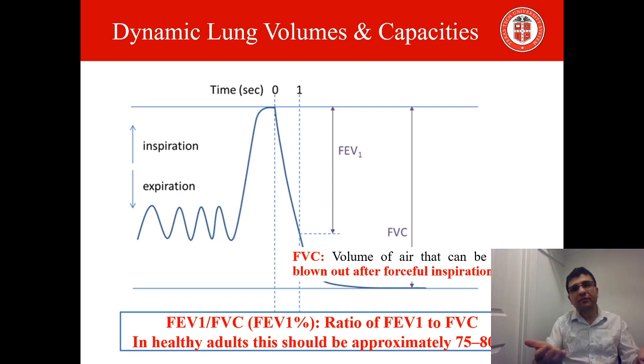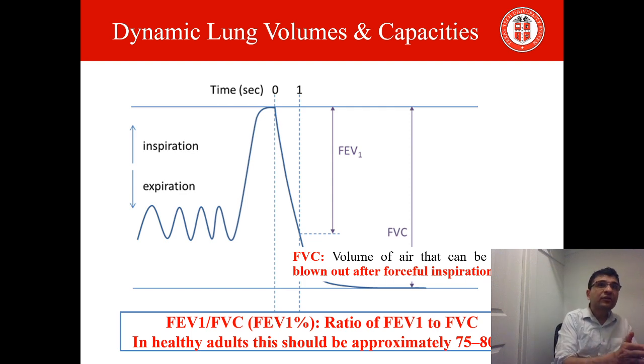Of course, different books have different ranges. Your manual says 75 to 80, some books say more than 80, but as long as it's more than 80, it's considered normal. And in disease conditions, this ratio dramatically decreases, and we'll come to it once I discuss the diseases.